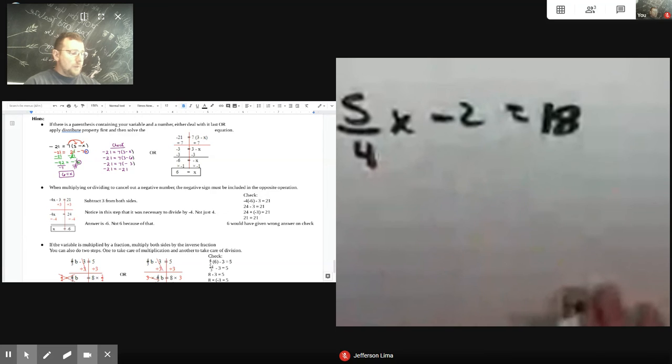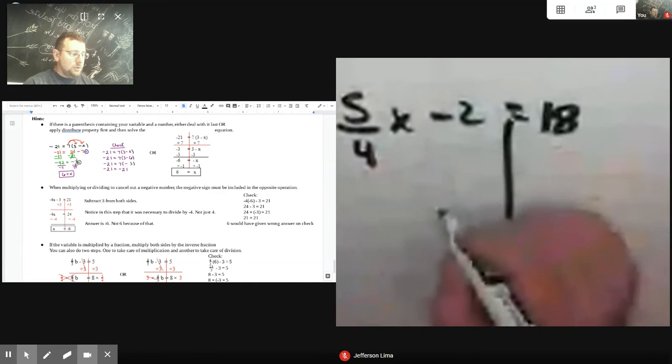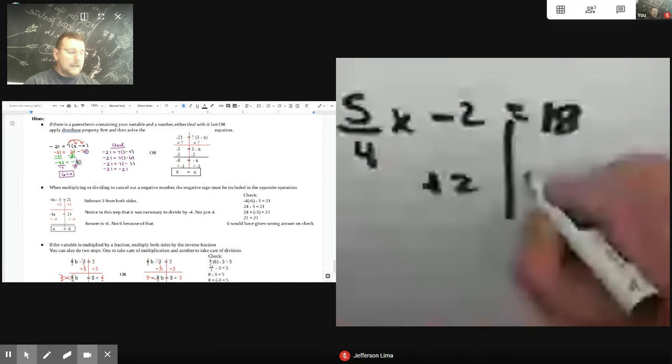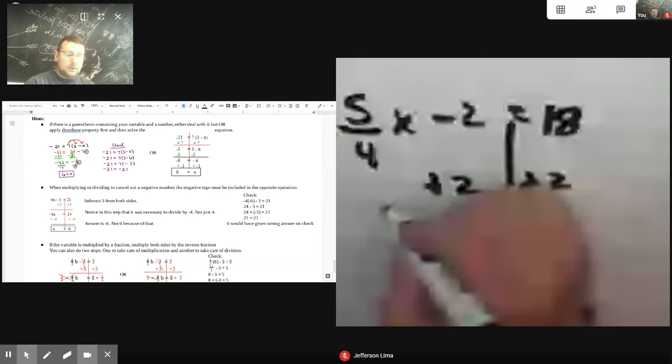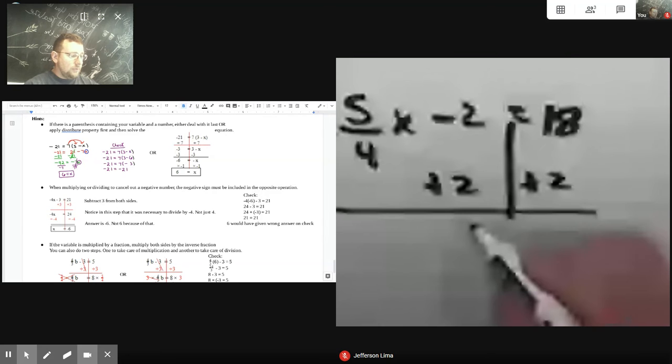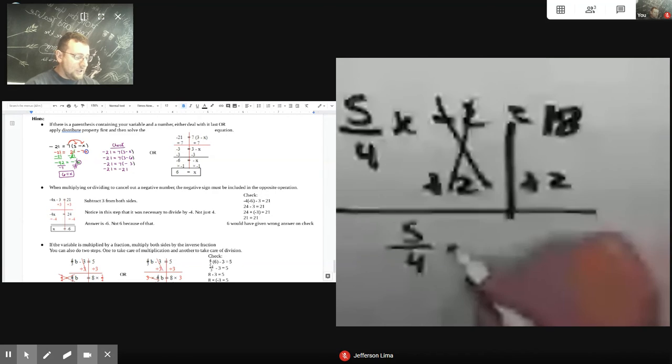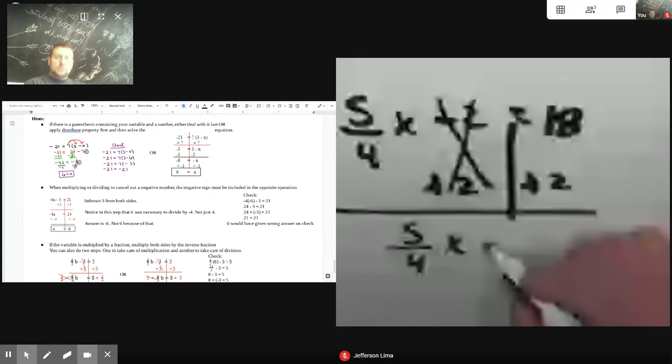Well, order of operations, subtraction goes first. I add 2 to both sides to get rid of the negative 2, which is the first thing you need to do since subtraction goes first in the reverse order of operations. The 2s cancel out. Now I have 5/4 x equals 20. Don't forget to always copy down the part that isn't canceled, right?